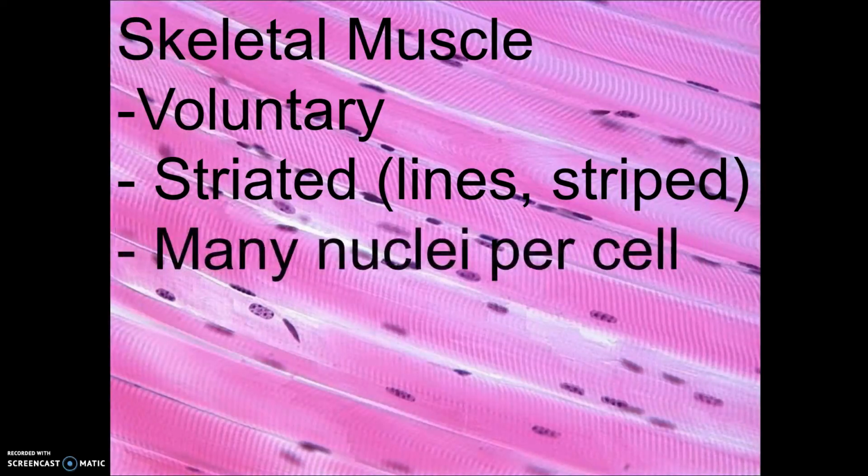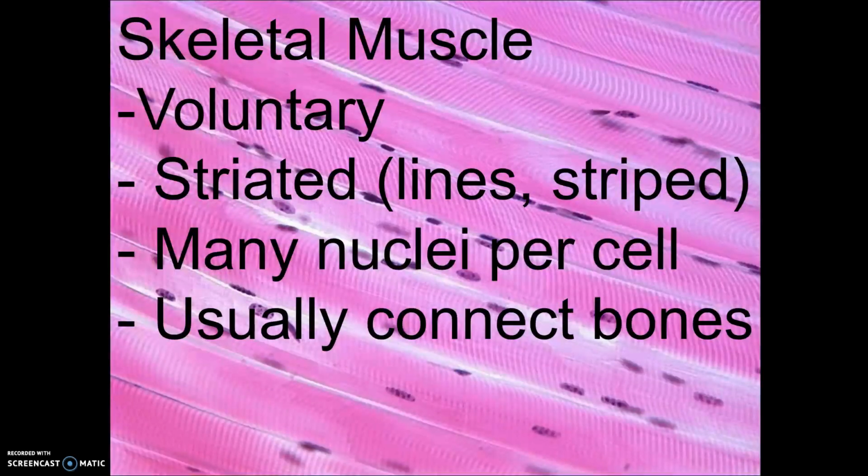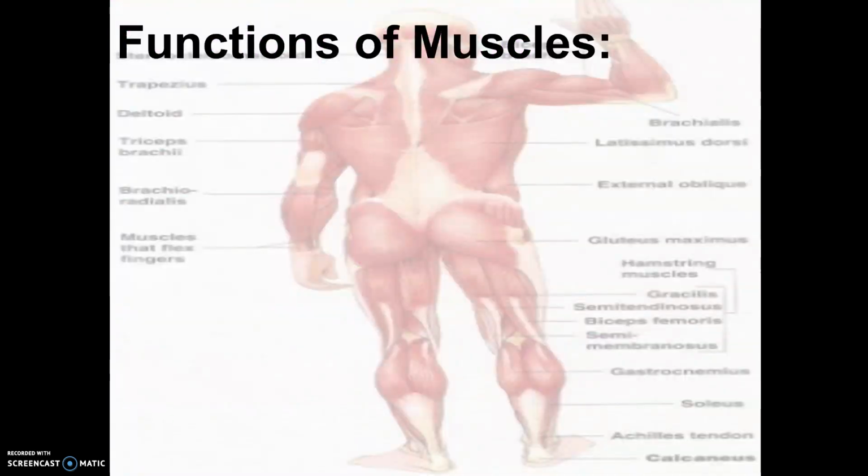There are many nuclei per cell, which you can see under the slide. You cannot tell if it's voluntary or not by looking at it. You can only do that by doing it. And they usually connect to bones, but not always. The face, you can make the O sound without connecting to bones.